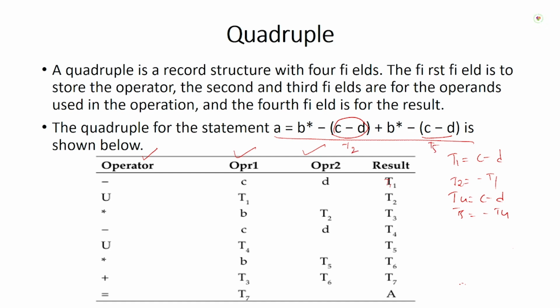Now we need to multiply B with T2. That I am taking as T6. T6 is equal to B into T2. Next T7 is equal to B into T5. Now we got this result and this result. Now we should add T6 and T7. So here I am taking T6 plus T7, and this again should be given to A, no? So A equals T6 plus T7. That's the thing here. Okay.